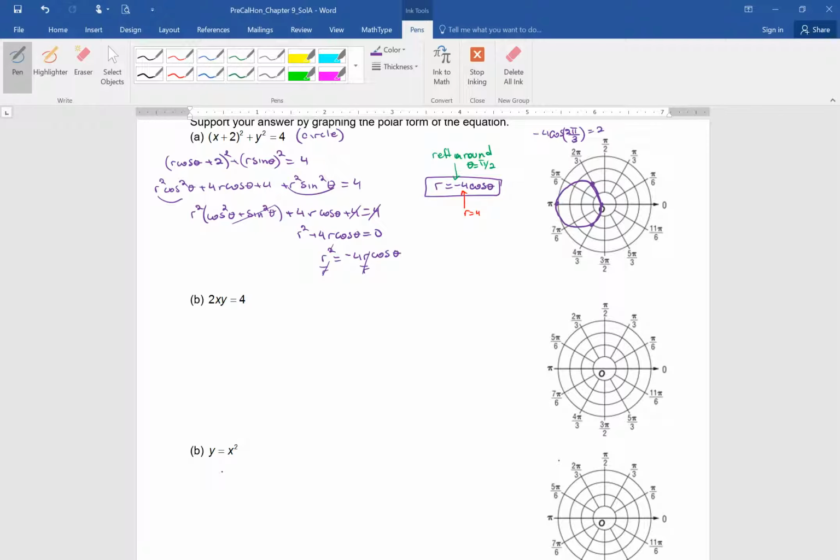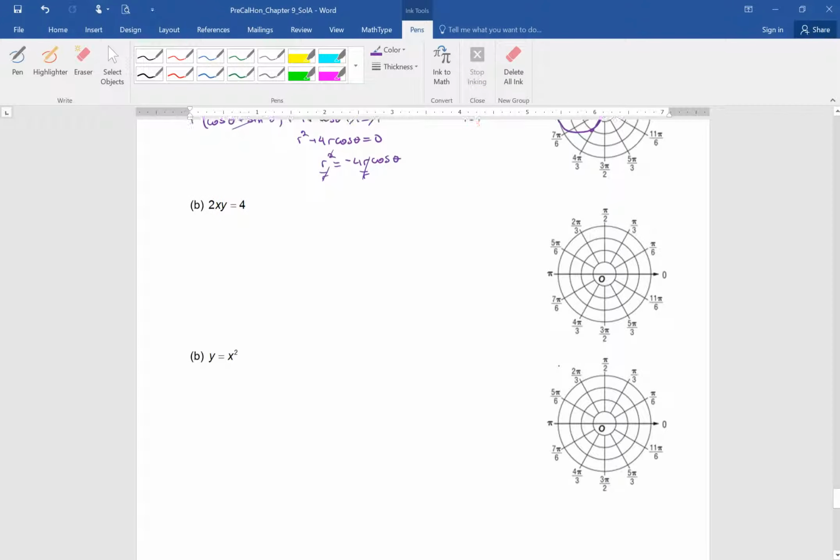So this is a circle with a radius of 4. Now look, if you looked at this from the rectangular equation, you can figure out what the center is, right? What's the center of this? The center is negative 2, comma 0. Do you see that? Come on, you can't say it's not totally beautiful. Okay, all right, so look at this one. We're going to do the same thing.